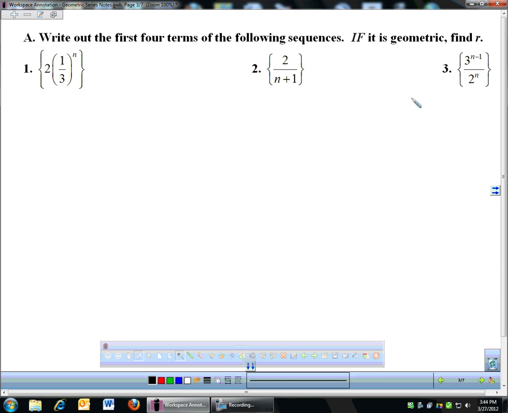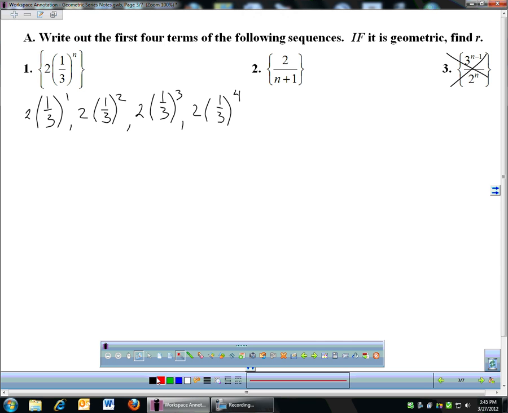Okay, now write the first 4 terms, and if it is geometric, find the ratio. This is the exact same thing we've been doing. To write out the first 4 terms, you simply plug in 1, 2, 3, and 4 for n. I won't do number 3, but if I did number 2, I'm going to start by plugging in 1. So 1/3 to the first. My next term is 2 times 1/3 to the second. My next term is 2 times 1/3 to the 3rd. And 2 times 1/3 to the 4th.